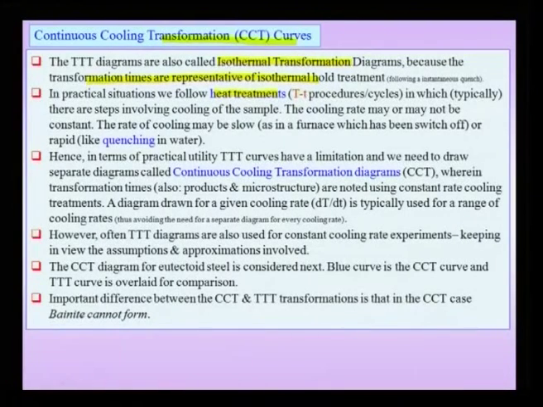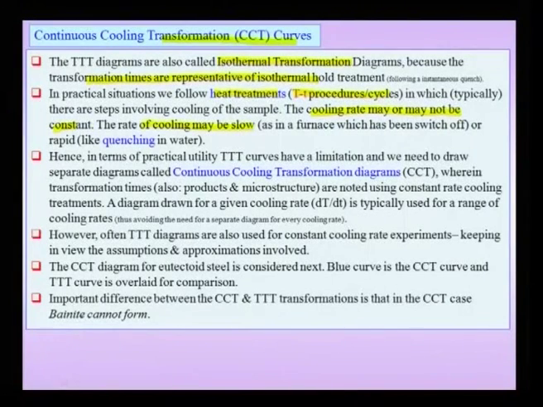That means, we follow certain things known as time temperature cycles or time temperature procedures, in which typically there are steps involving cooling the sample. That means that there are treatments, of course, where you might isothermally hold, but there may be steps within the time temperature cycle, within the heat treatment cycle, wherein you may actually cool the sample. The cooling rate may or may not be constant, meaning the cooling rate itself could change during the process.